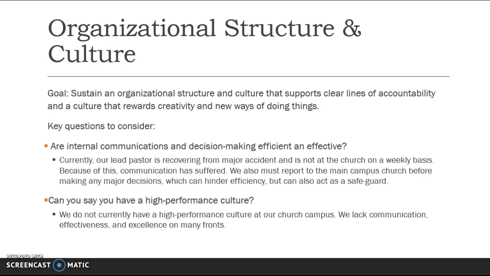My husband is acting more as an associate pastor, but also youth pastor, and they used to have weekly communication and lunches, but that has taken a back seat now because of this accident. We also must report to the main campus church before making any major decisions, which can hinder efficiency but also can act as a safeguard before we make any major decisions and risk that.